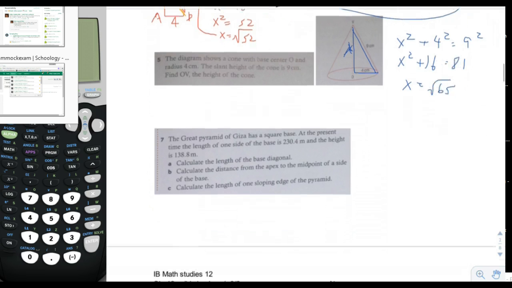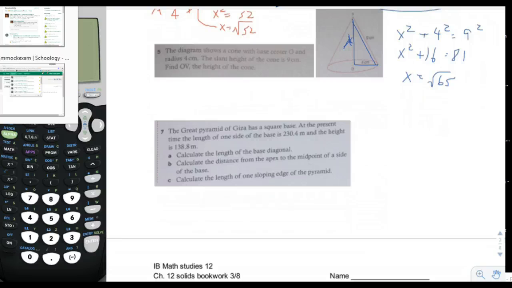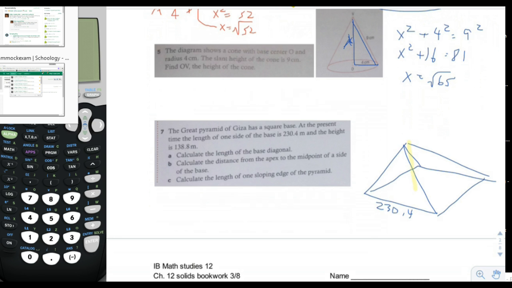7. The Great Pyramid of Giza has a square base. At the present time, the length of one side of the base is 230 and the height is 138. So let's draw that out. Great Pyramid of Giza, which is a square pyramid. It's got each side 230.4 and the height is 138.8. Calculate the length of the base diagonal.